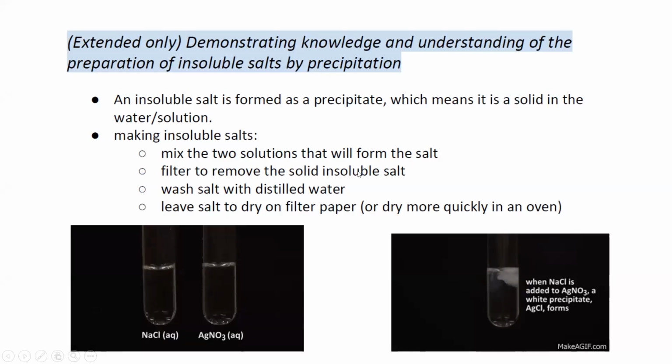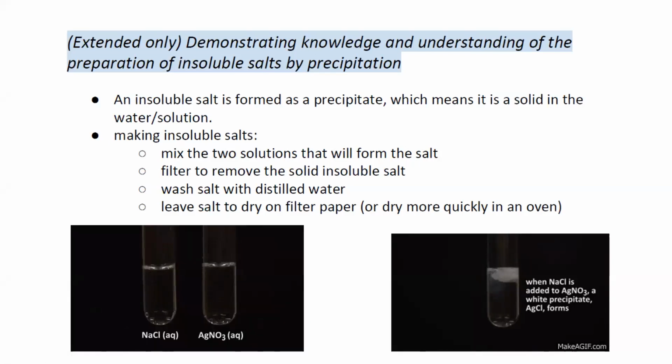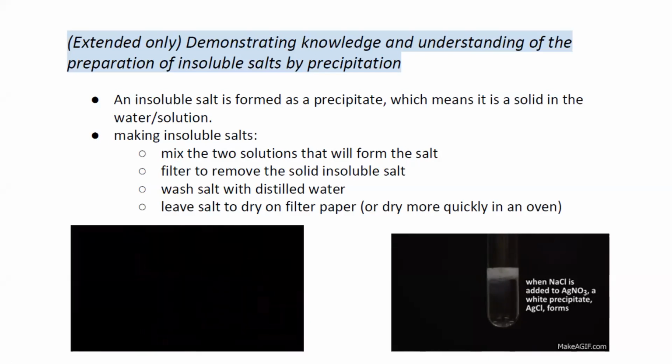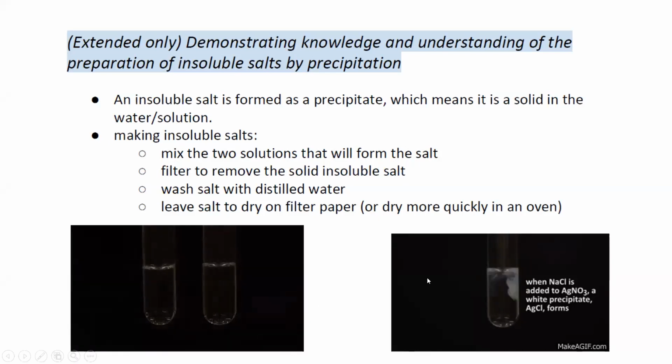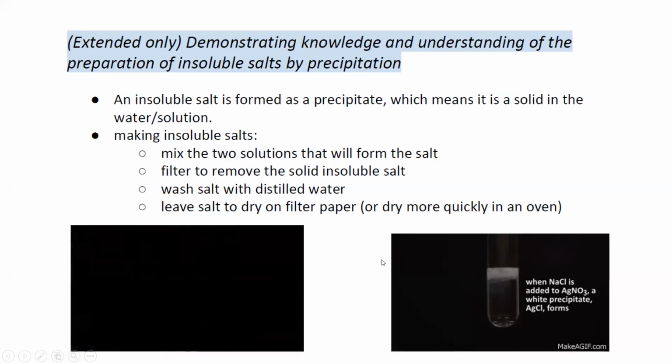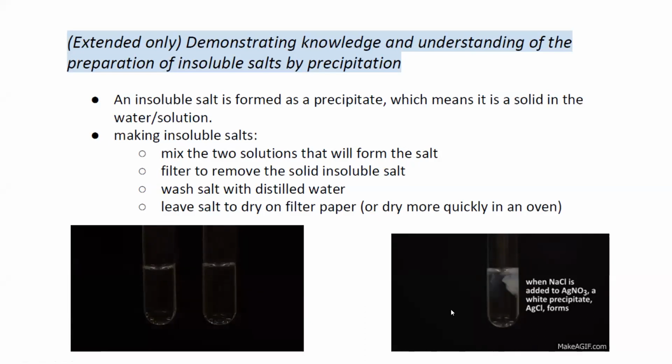So we mix the two solutions. Here, if we want to prepare silver chloride, we are mixing sodium chloride with silver nitrate. Then we filter to remove the insoluble salt, and we can wash with distilled water, and we can dry it on the filter paper, or we can use an oven to dry. So these are the steps which we follow. How can you identify which type of salt is formed? It is easy to recognize the type of the salt formed.